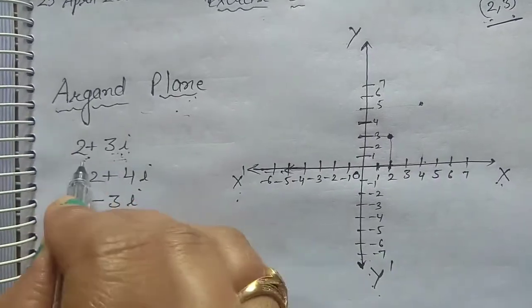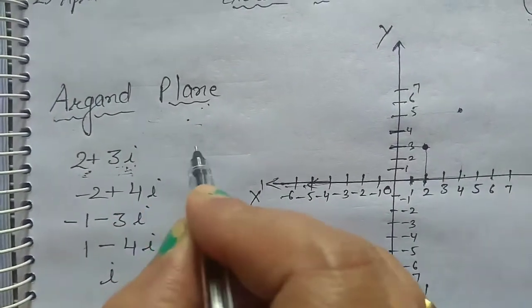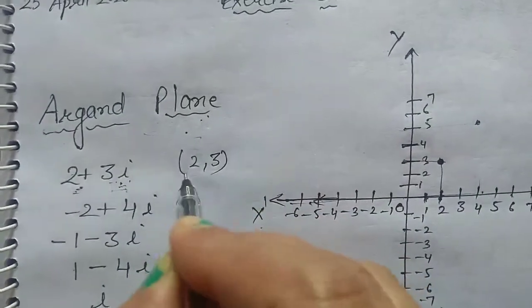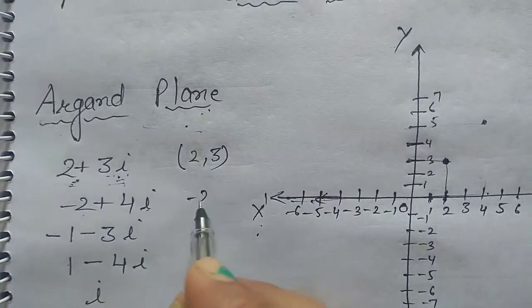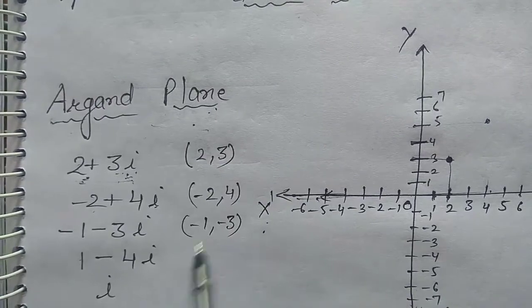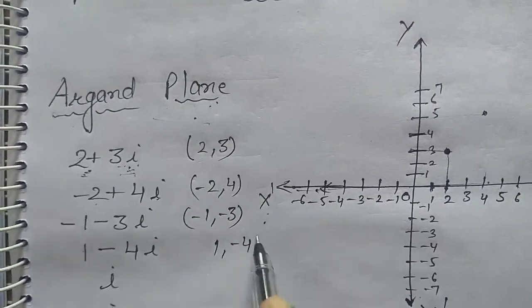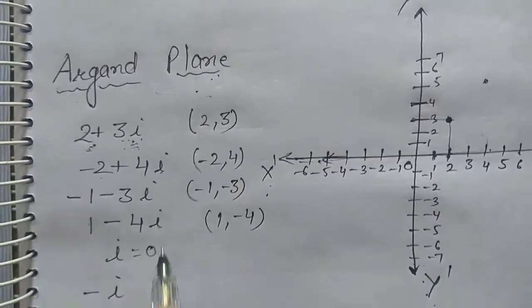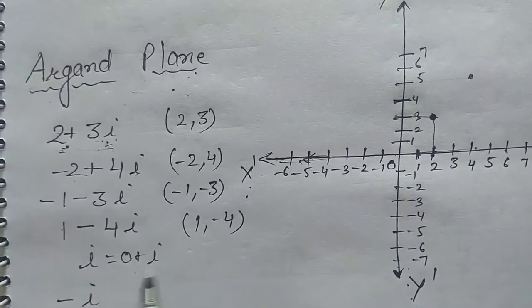And we know that 2 plus 3 iota is a complex number. We can write this as an ordered pair (2, 3). This is (-2, 4). This is (-1, -3). This is (1, -4). And this will be 0 plus iota. We can plot these also on the Argand plane.